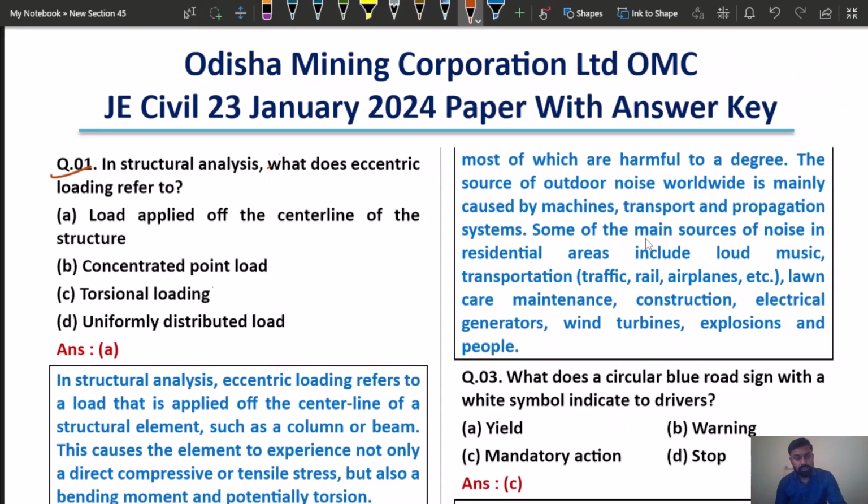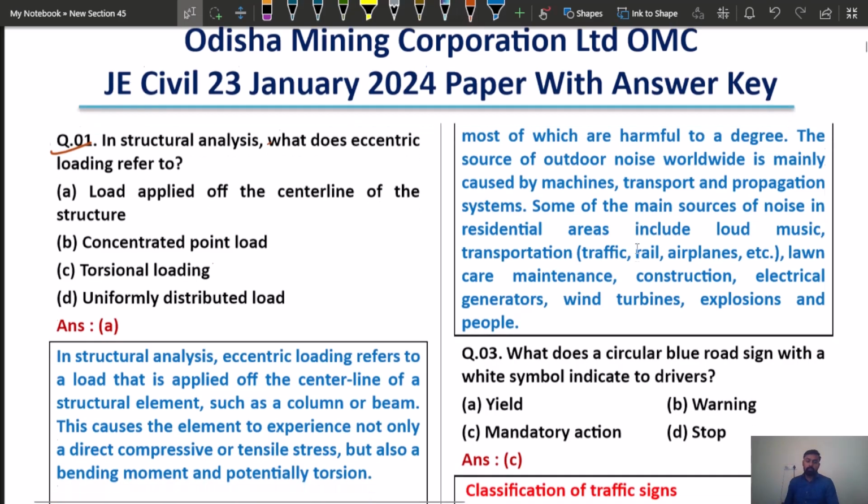First question, in the structural analysis, what does eccentric loading refer to? In this question, asking about the eccentric loading. Options are given: load applied off the center line of the structure, concentrated point load, torsional loading, uniformly distributed load.